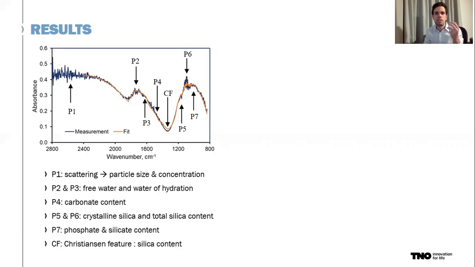P4, although not present in this sample, relates to carbonate content. P5 and P6 relate to crystalline silica and total silica content. P7 relates to phosphate and silicate content, and finally CF refers to the Christiansen feature. The latter represents a minimum of back scattering when the refractive index of the material, which is wavelength dependent, approaches that of the surrounding medium at a certain wavelength. This feature provides additional information about the silica content of the sample.